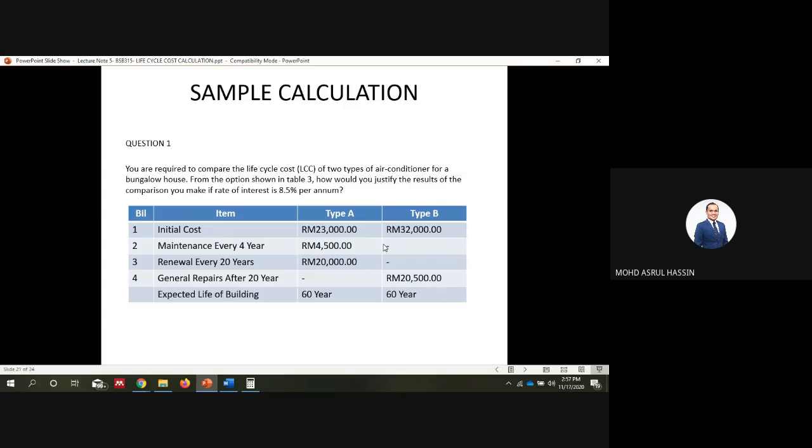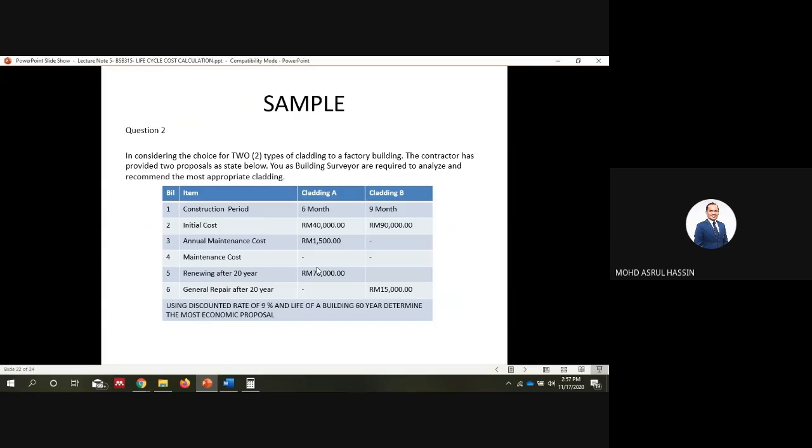You compare which one is a good choice of the building, for example. Also, example number two, for the cladding of to a factory building. This one also you can calculate which one is better to choose for installation for your factory.